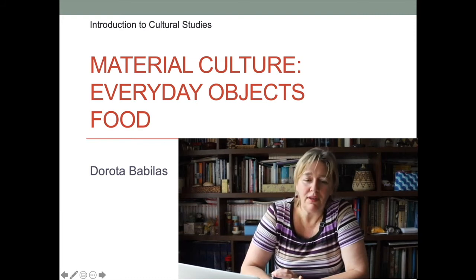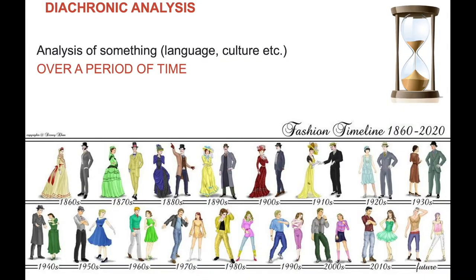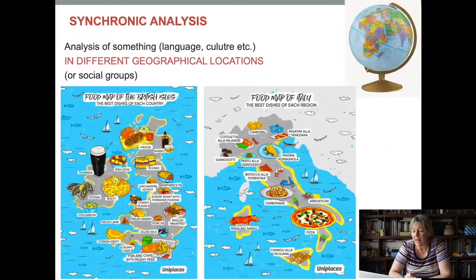Just to remind you, these are 2 slides from the previous week, just to remind you about the diachronic and synchronic analysis. So once again, diachronic is the analysis of some aspect of culture over a period of time. This was basically what I used for the analysis of clothes last week. And the synchronic analysis is the analysis of something in different geographical locations or different social groups in one location.